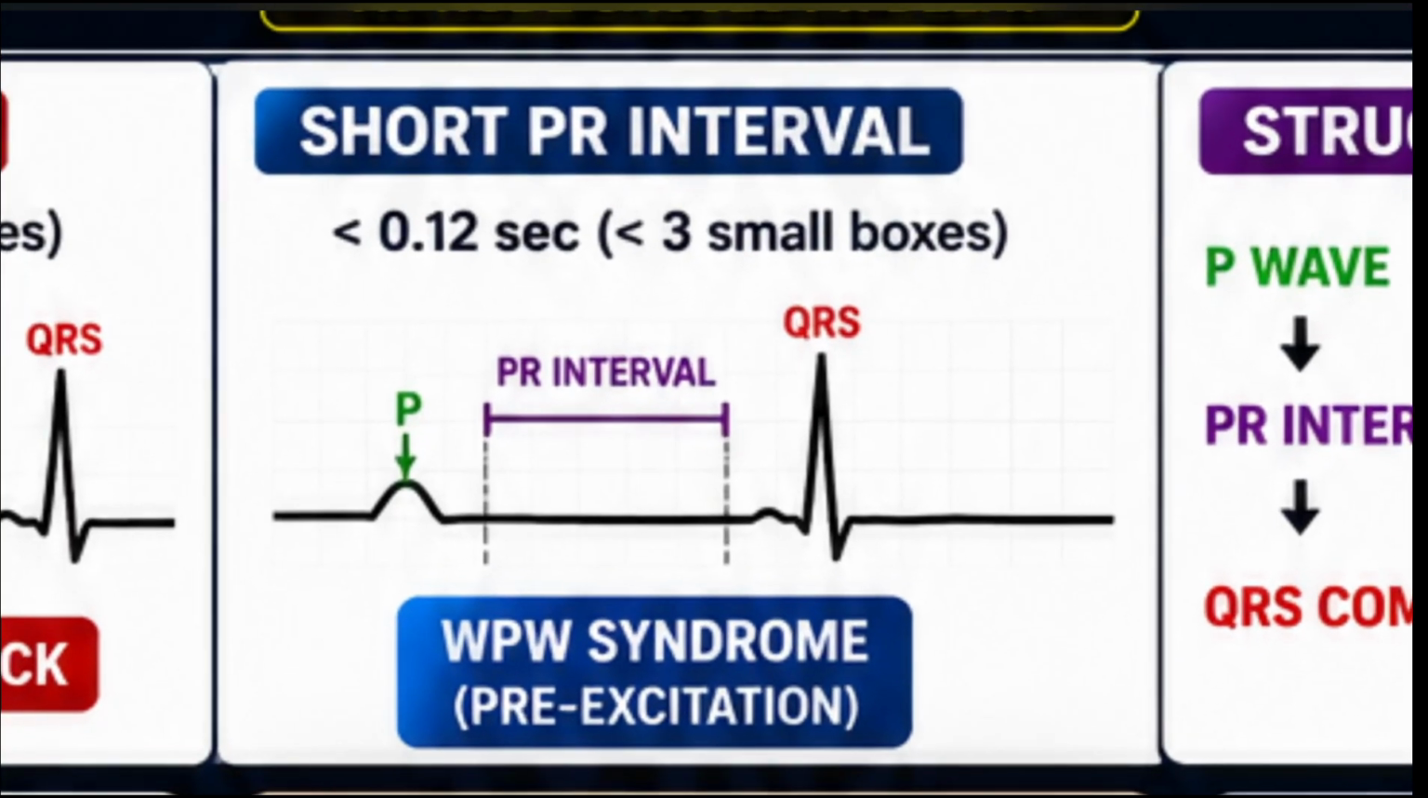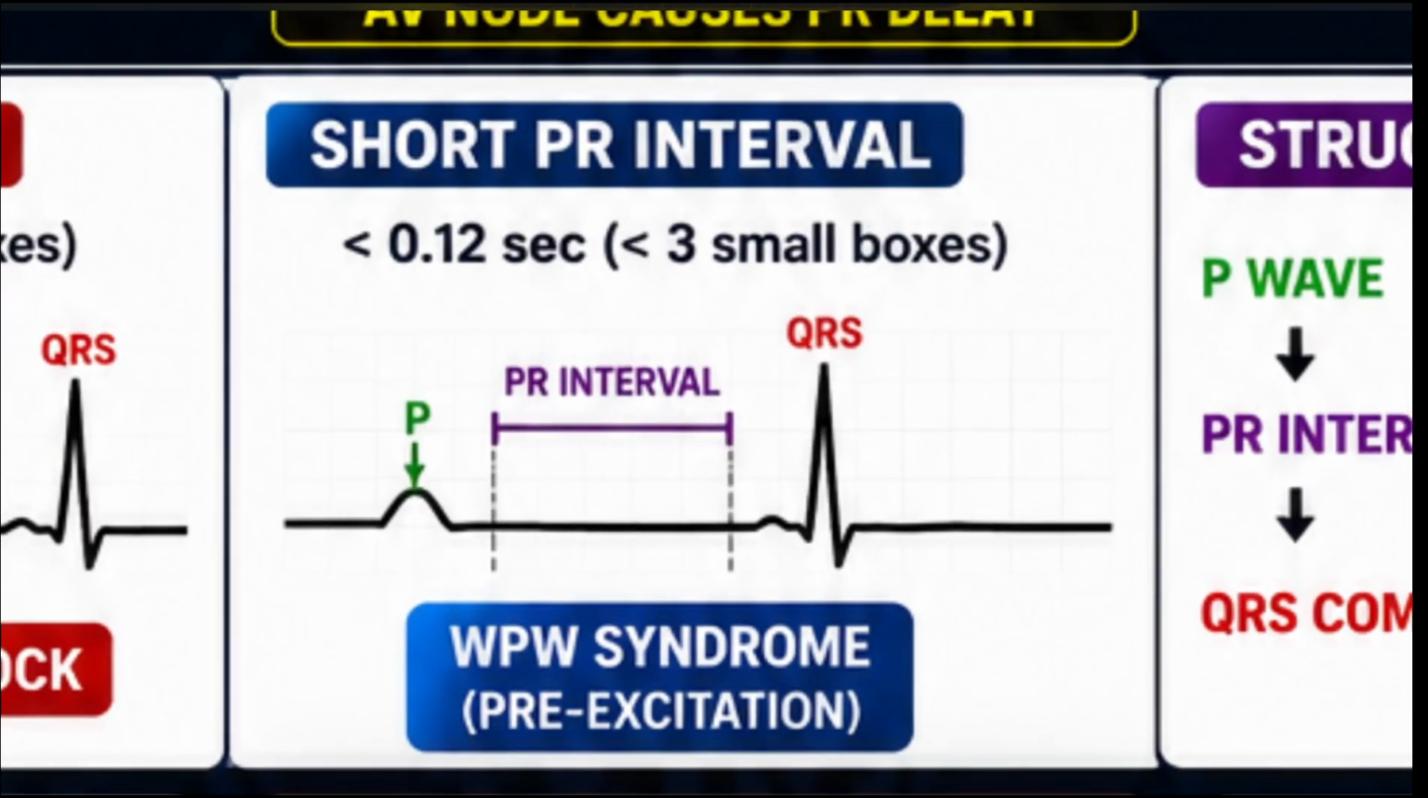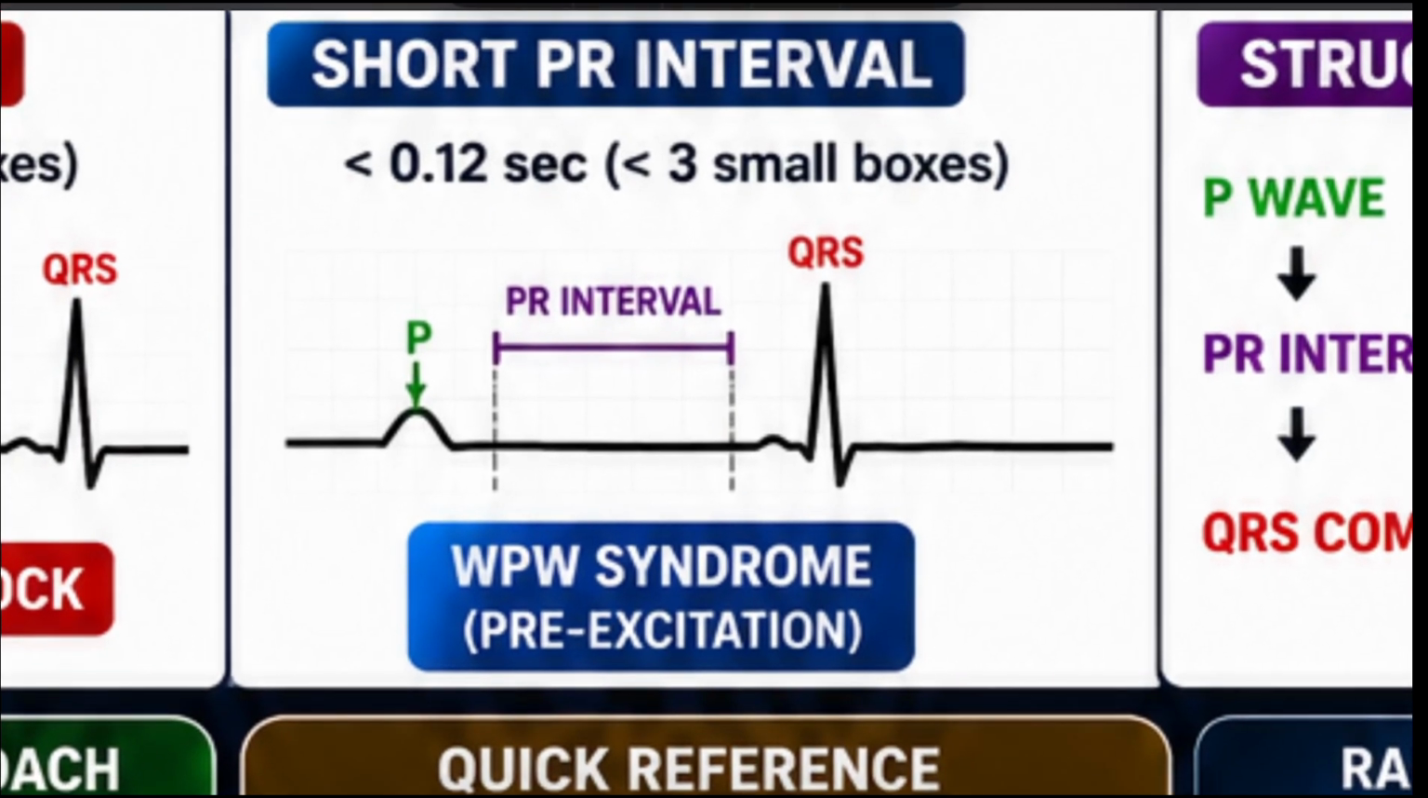Next you can see here that is short PR interval. In short PR interval, you can see the PR interval is less than 0.12 seconds, or less than 3 small boxes, called short PR interval. Why does it happen? Because the electrical impulse bypasses the AV node, therefore it reaches the ventricles faster than normal. Next we can see the most important cause.